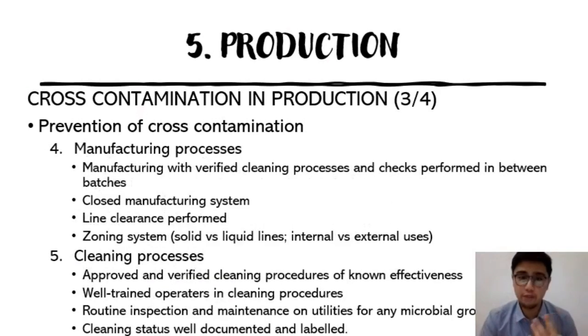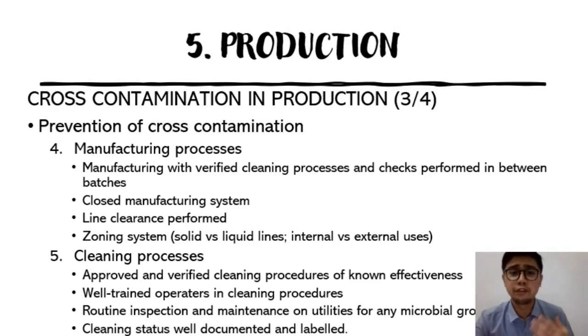The fourth prevention measure is about manufacturing processes. There should be a verified cleaning process done in between batches, and the cleaning status and line clearance should be observed and checked before commencing a new manufacturing batch. Using a closed manufacturing system is also a good move to prevent cross-contamination, so that any contaminants from outside of the system have no chance to enter the processes. Other than that, application of a zoning system is recommended, where separation of solid and liquid, or internal and external users' product manufacturing processes, is implemented.